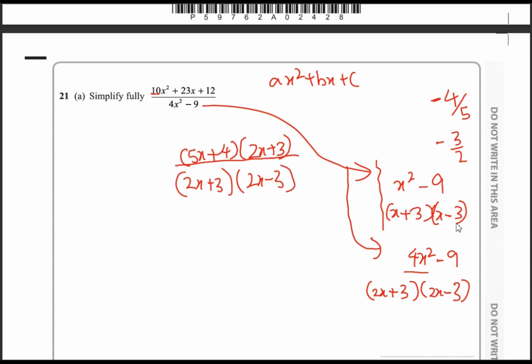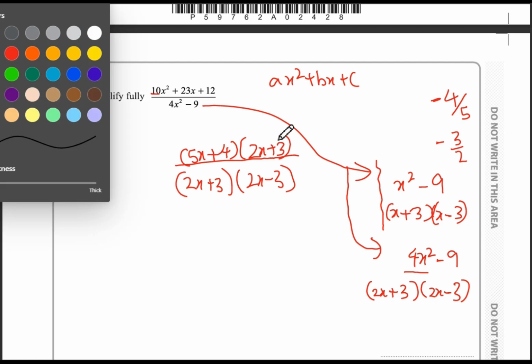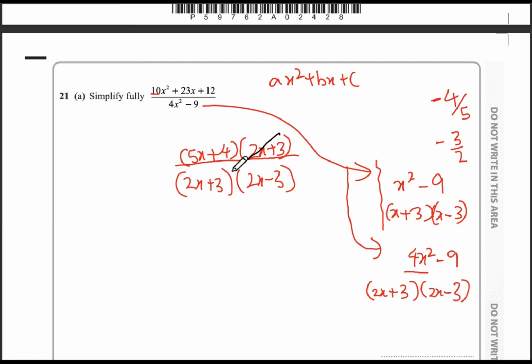And what we can do here is cancel the like factors above and below. As you can see, we have 2x plus 3 and 2x plus 3, and when I cancel them I'm left with 5x plus 4 on the top, and on the bottom I only have 2x minus 3.